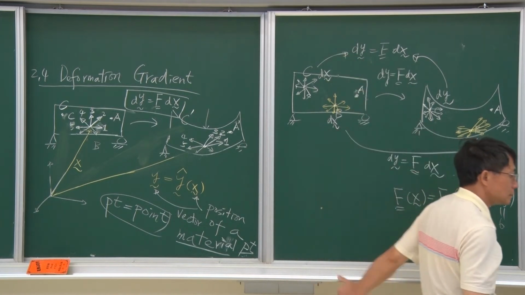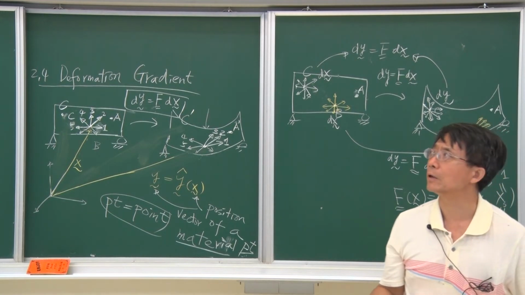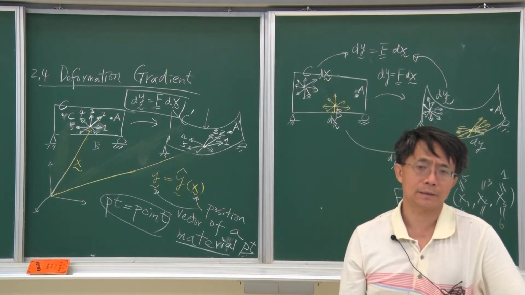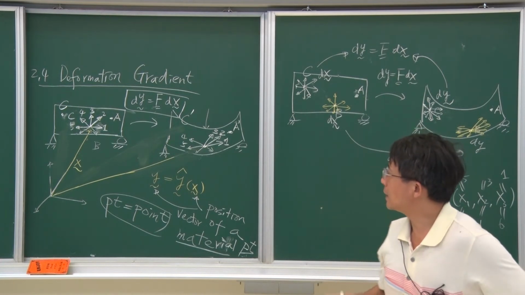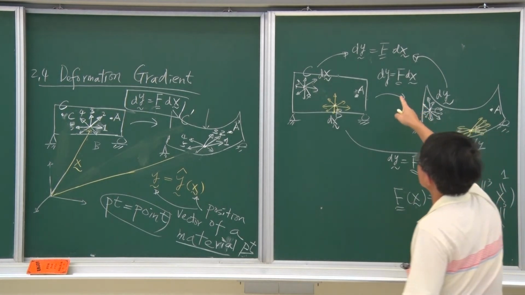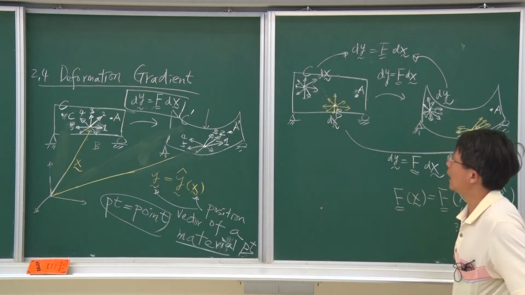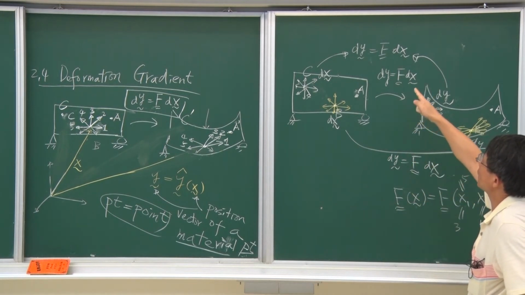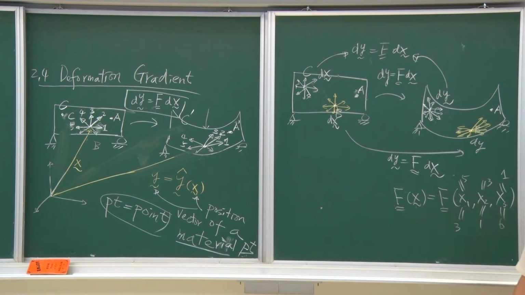Understand? We have a lot of material points, and around every material point we have different material lines, and all these material lines are connected by this simple relation. So now you can understand that the relation dy equal to f dx is very important for us.